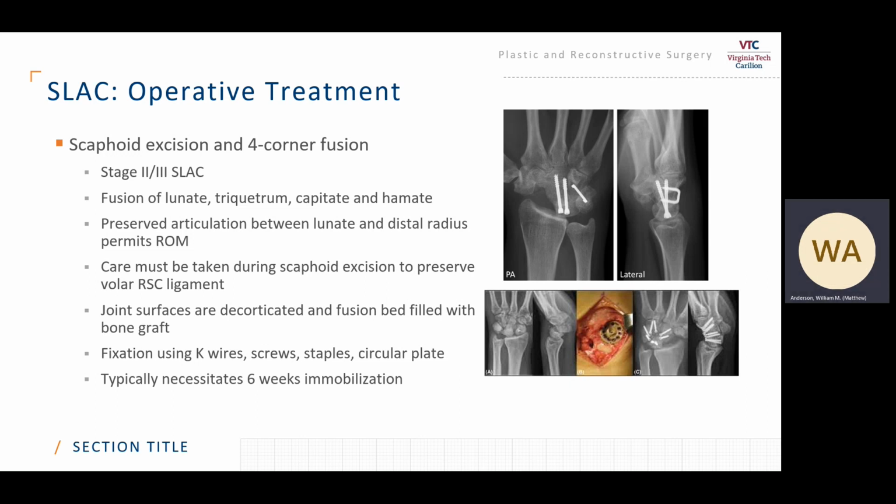During the procedure, the joint surfaces that are going to be fused are decorticated, and the fusion bed is filled with autologous bone graft. There have been various fixation techniques that have been described, including K-wires, screws, staples, and circular plates. Patients need to know beforehand that this procedure requires prolonged immobilization. Some patients either don't want to or just can't tolerate prolonged immobilization, and it can definitely play into their decision making.